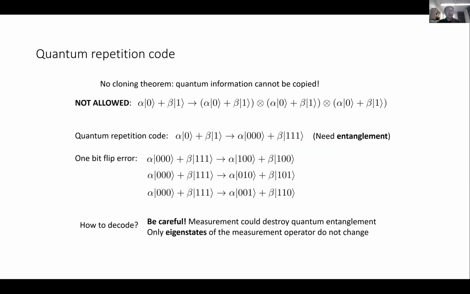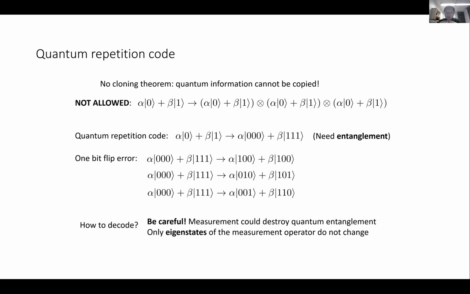And then we will see how this can be generalized into our quantum world, or cannot be generalized into our quantum world. So the first obstacle comes from the no-cloning theorem.